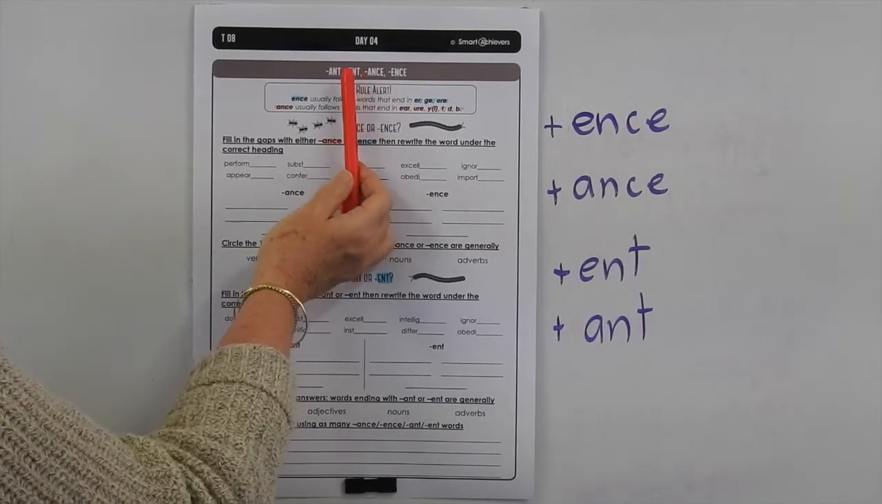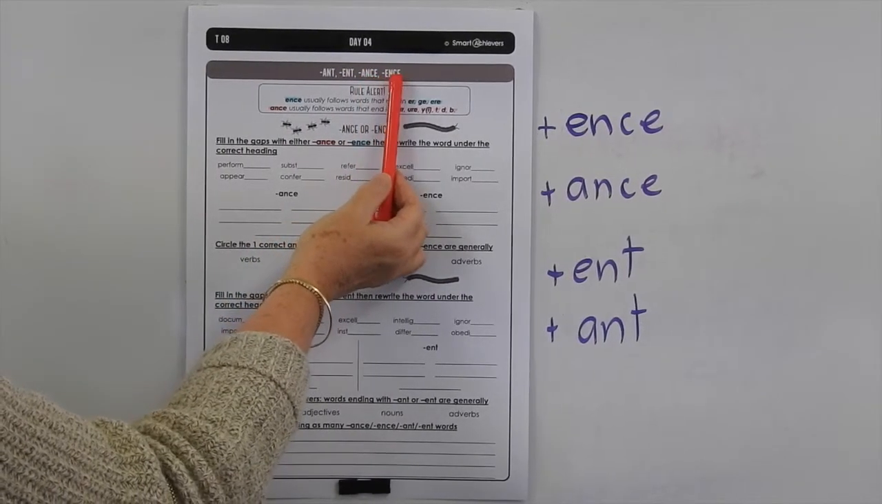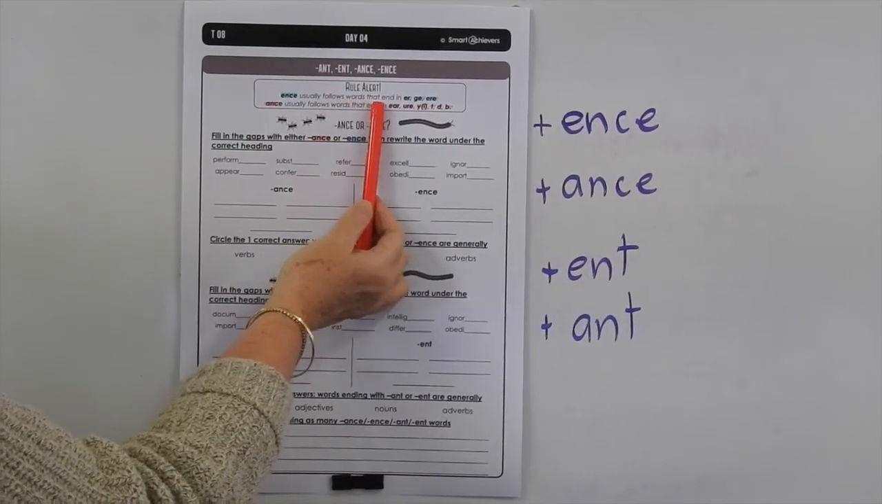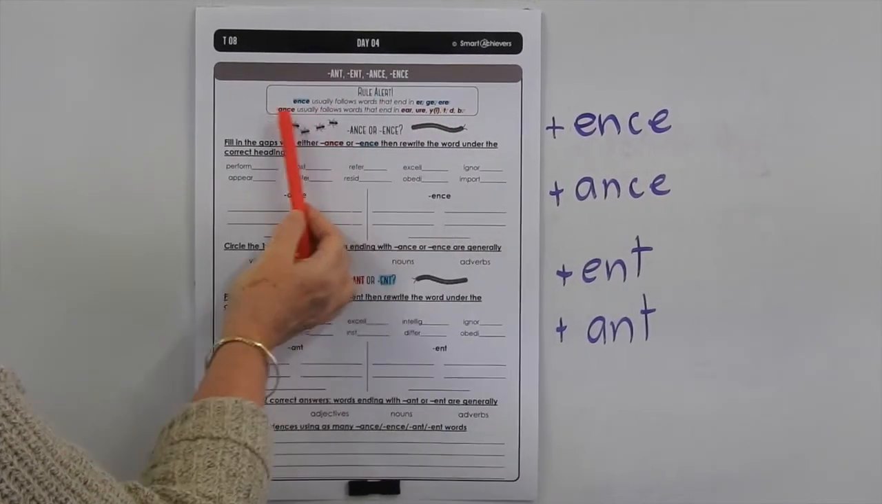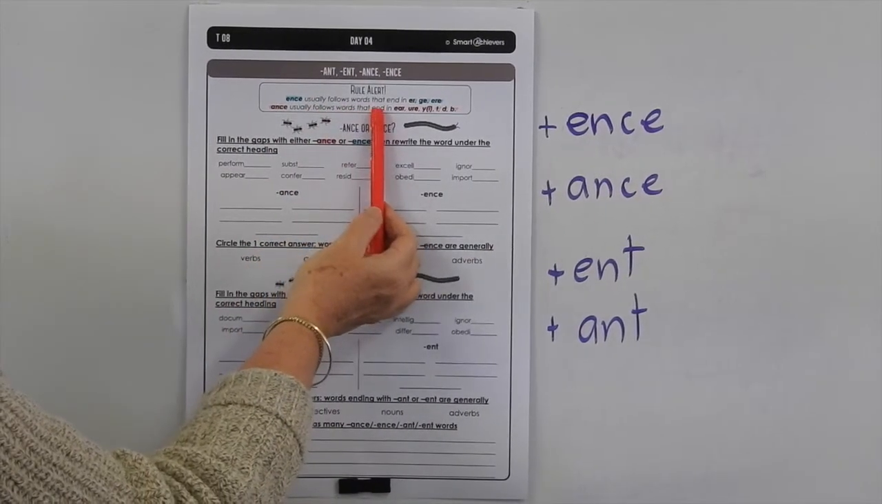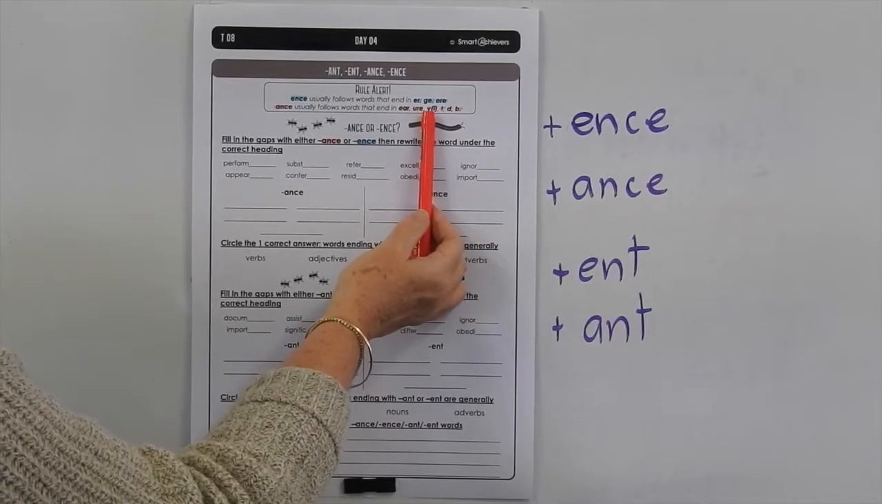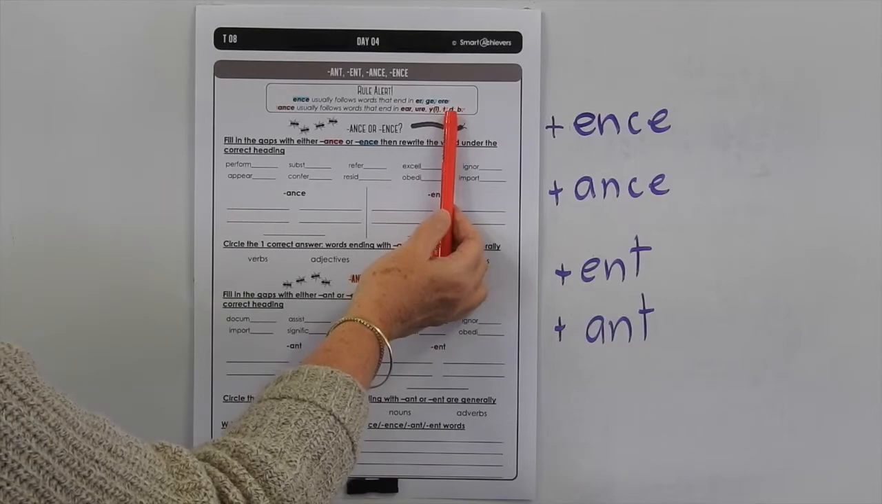On this day 4, we're looking at words that end with ant or ent or ants or ents. So there's a rule alert here. Ents usually follow words that end in ER, GE or ERE. And ants usually follow words that end in EAR, URE, a Y making the I sound, T, a D or a B.